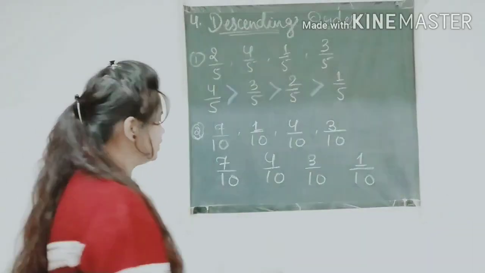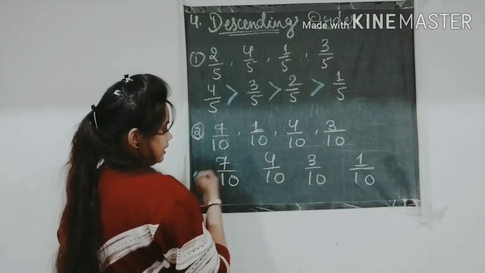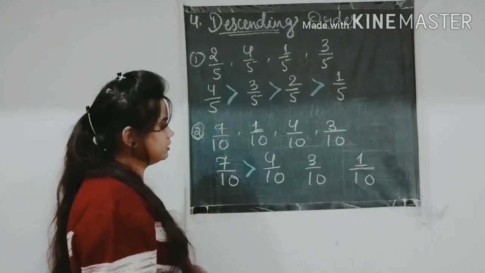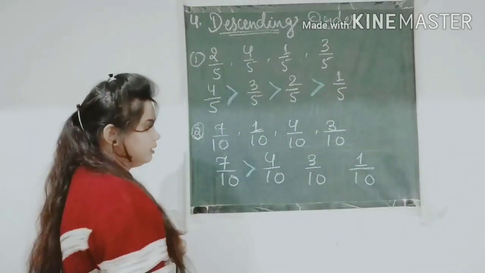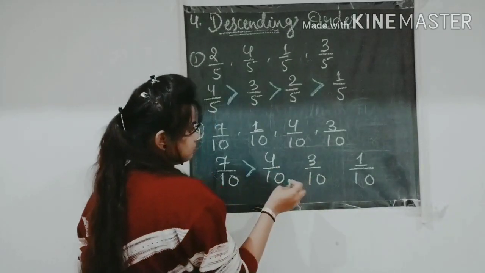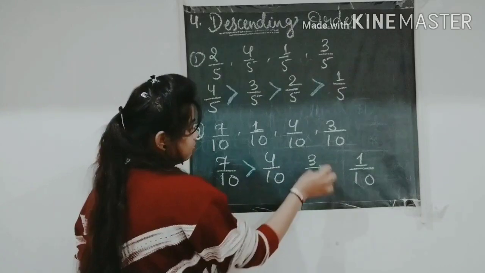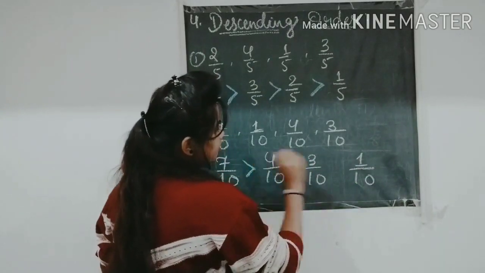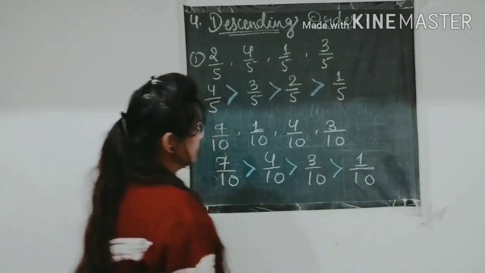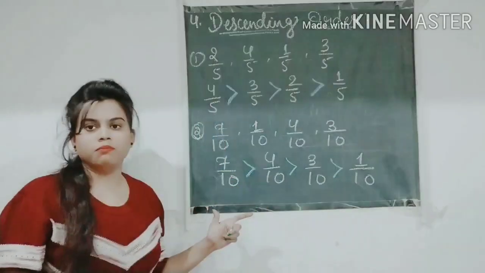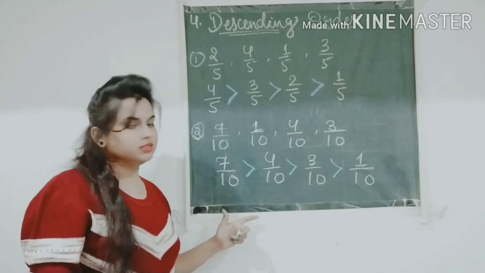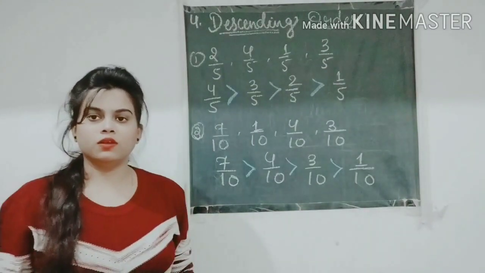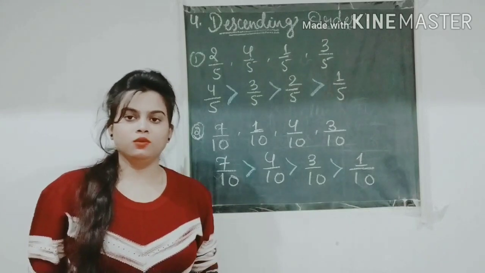Now put the sign. 7 by 10 or 4 by 10. Which number is greater? Put the greater sign. 7 by 10 is greater, so 7 by 10. Then 4 by 10 or 3 by 10? 4 by 10. 3 by 10 or 1 by 10? 3 by 10. So this way arrange these fractions in the descending order. 2 more questions are given. Try to solve by yourself in the notebook.